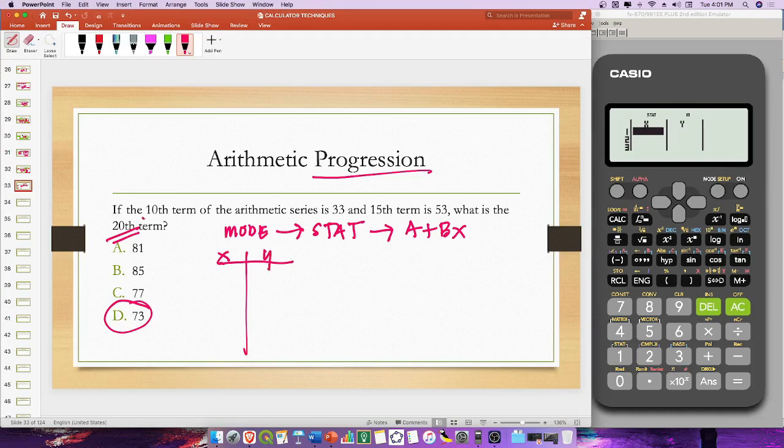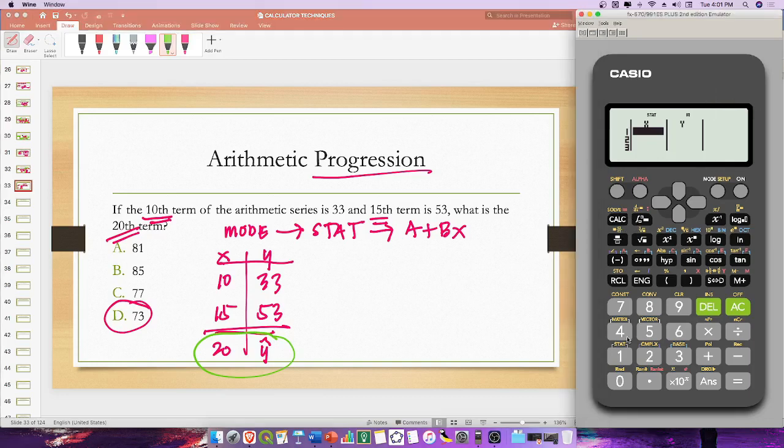This is given. So according to the problem, the 10th term, so that is your x, the value is 33. The 15th term, the value is 53. And we are going to solve for the 20th term. That is 20y. So we need to find 20y using your calculator. So we will input the terms, that is 10th term and 15th term. So again, in linear regression, we only need two values. So 10th term is 33, the 15th term is 53.